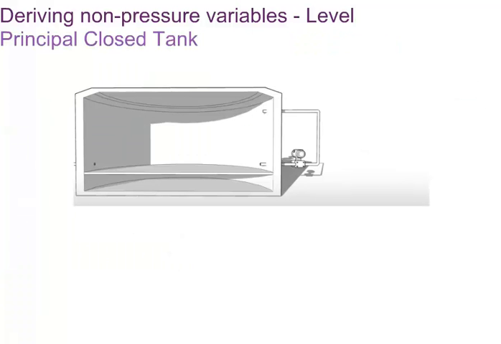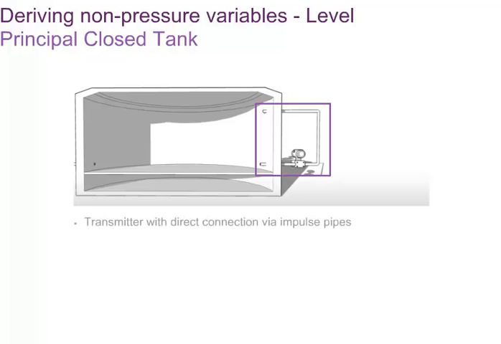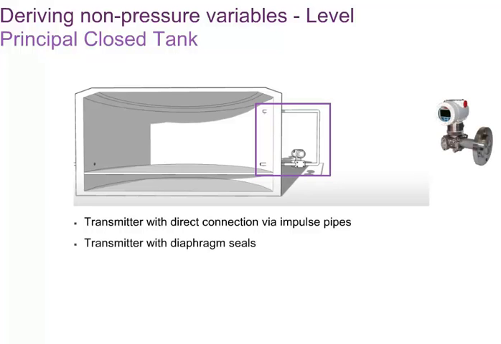Liquid level measurement in a closed tank. A closed tank application is where the tank or vessel is pressurized due to process requirements. Piping the low side of a differential pressure transmitter to the top of the tank, the measured value is the pressure difference between top and bottom. Connection between transmitter and tank can be done either with impulse pipes or with diaphragm seals.